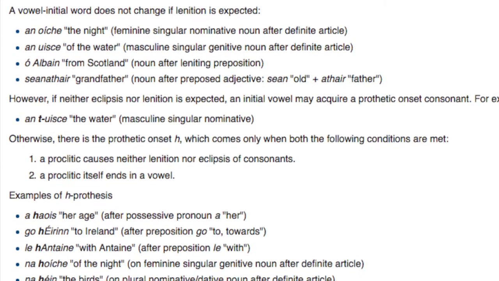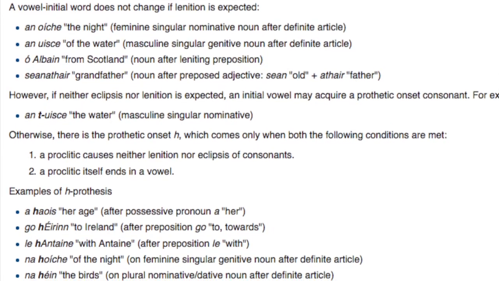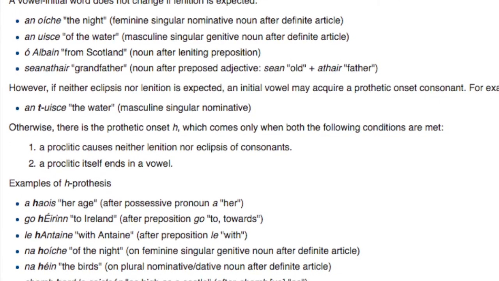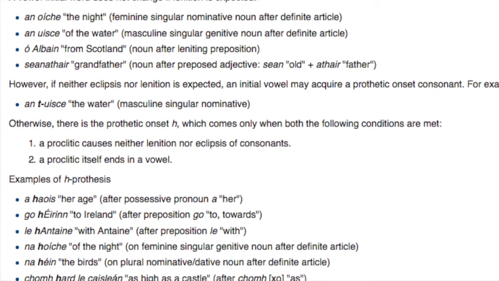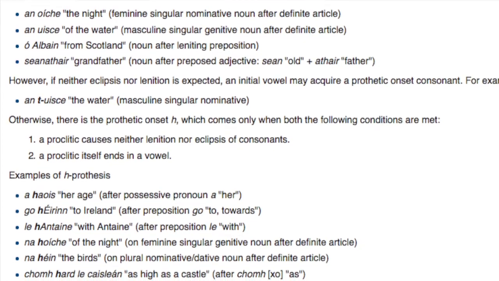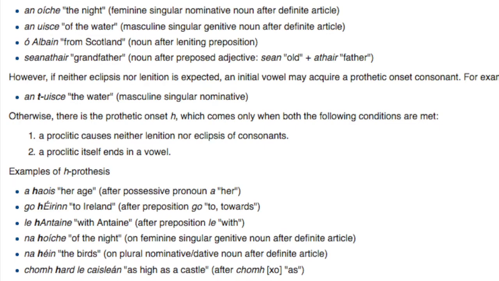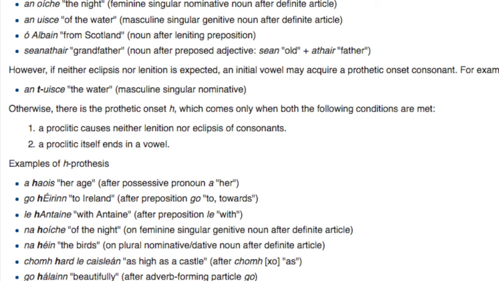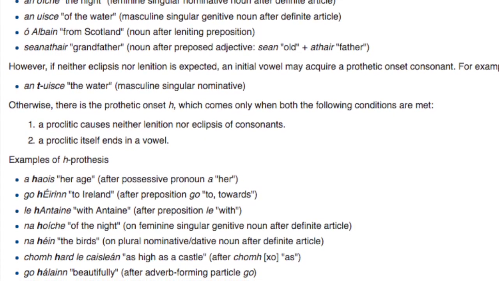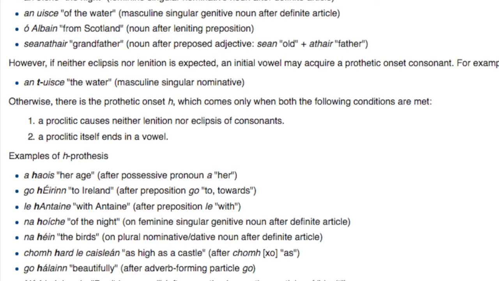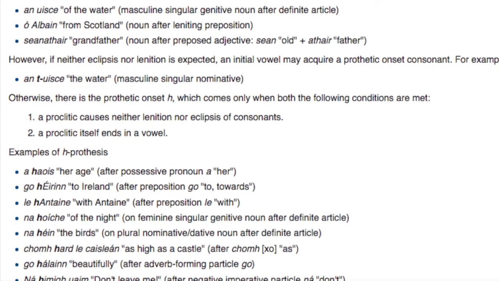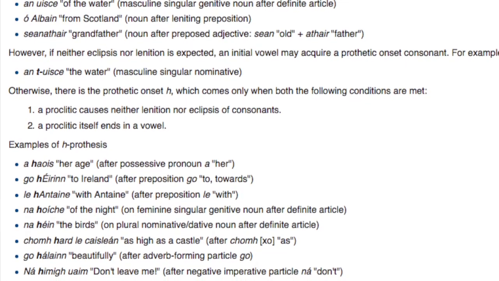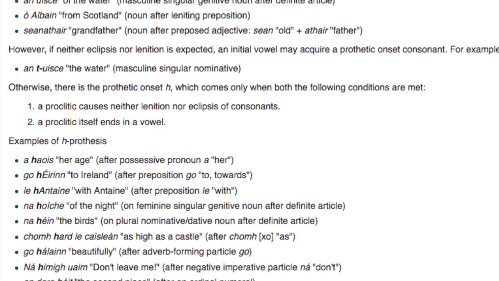Otherwise, there is a prothetic onset h, which comes only when both the following conditions are met. 1. A proclitic causes neither lenition nor eclipsis of consonants. 2. A proclitic itself ends in a vowel. Examples: ahish, her age. After possessive pronoun a, which means her. Go heron, to Ireland. After preposition go, which means to or towards. Nih-heh, of the night. On feminine singular genitive noun after definite article.